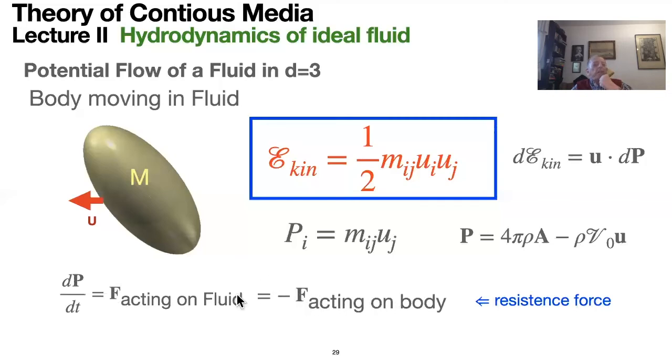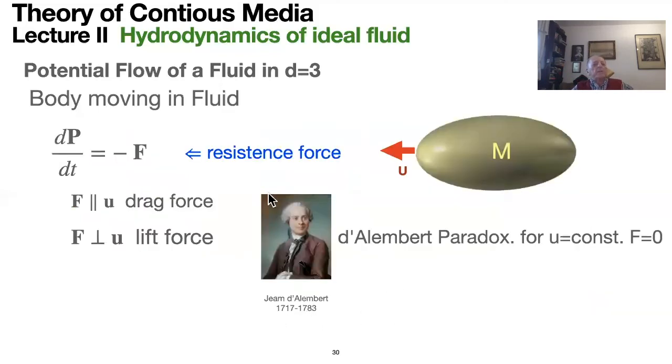And therefore, this minus derivative of that, delta P over dt, the force acting on the body, is called a resistance force. We have a body moving in a fluid, and F is a force exerted on the body from the side of the fluid. So it is obvious that we call it resistance, because it is a force acting against the motion of our body. So let's see what comes out of this.